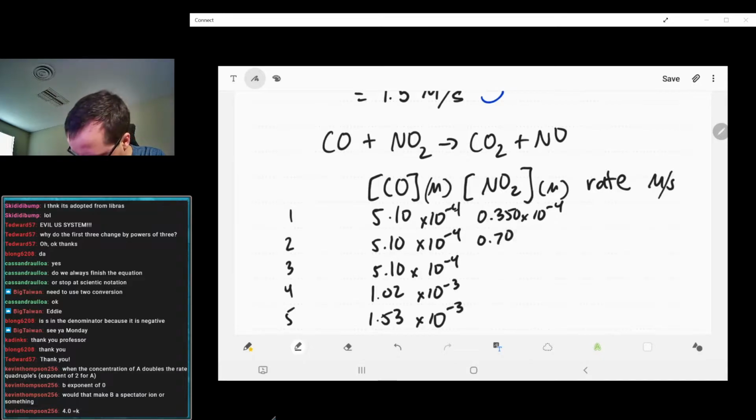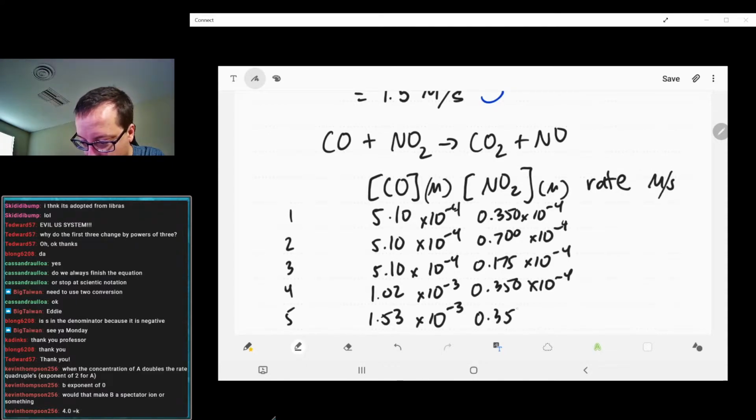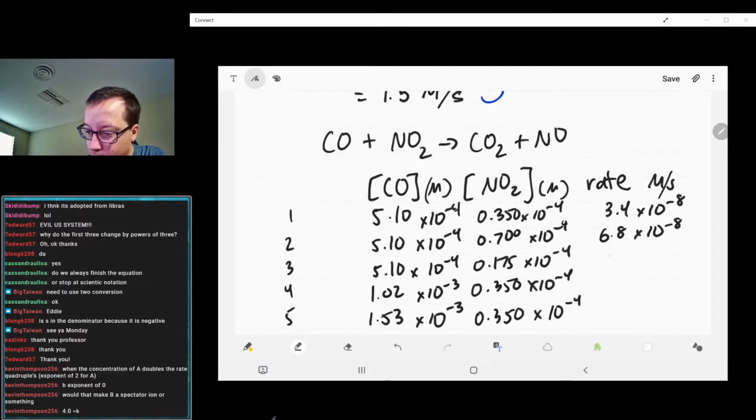These problems are always harder to come up with off the top of my head because of all these crazy numbers. Of course, you may not actually need all of this data, but it's important that we make sure we have enough to figure out our answers here. 6.8 times 10 to the negative 8. 1.7 times 10 to the negative 8. 6.8 times 10 to the negative 8.